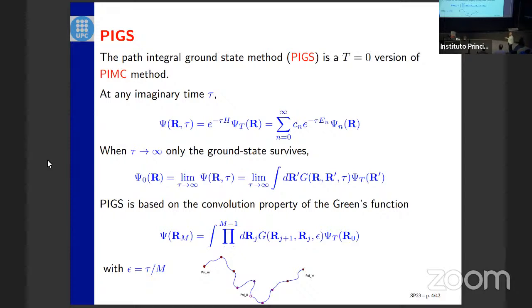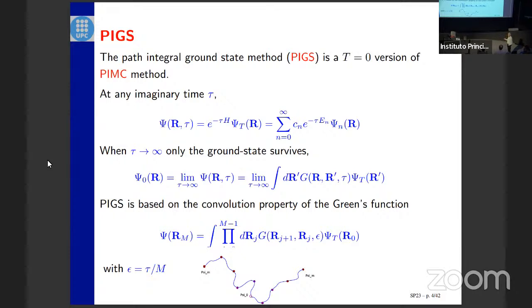The name is really ugly, so PIGS is not a good name. It's okay, but I am habituated. But the first time that you see this, you wonder why you use this, because this is path integral ground state. Some people call it variational path integral, okay, but it's the same method.